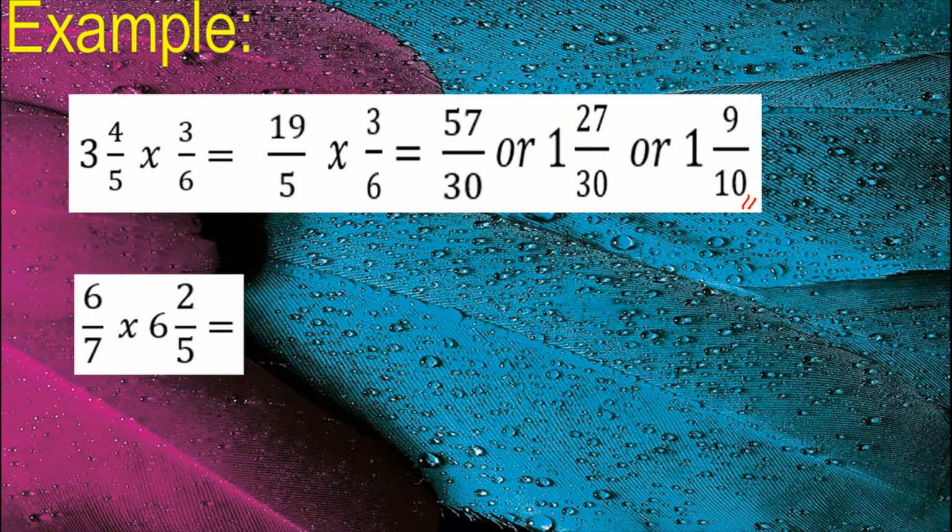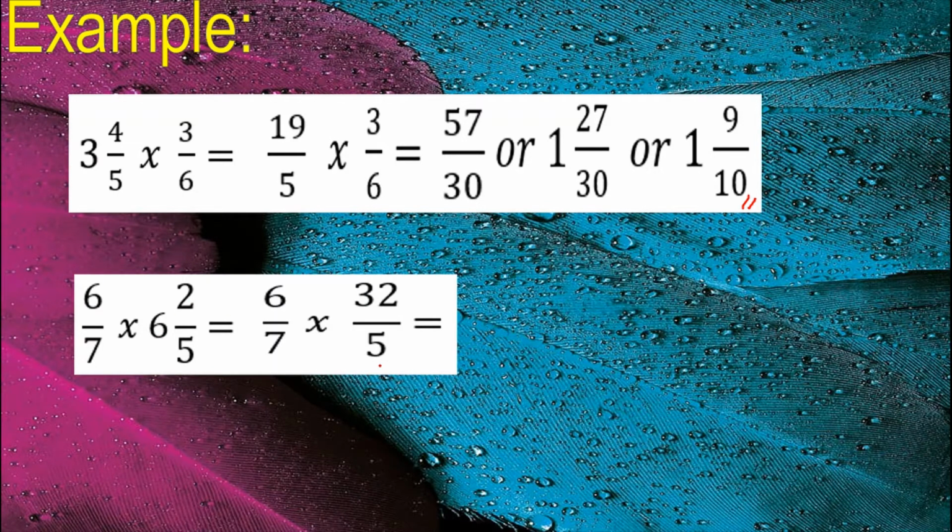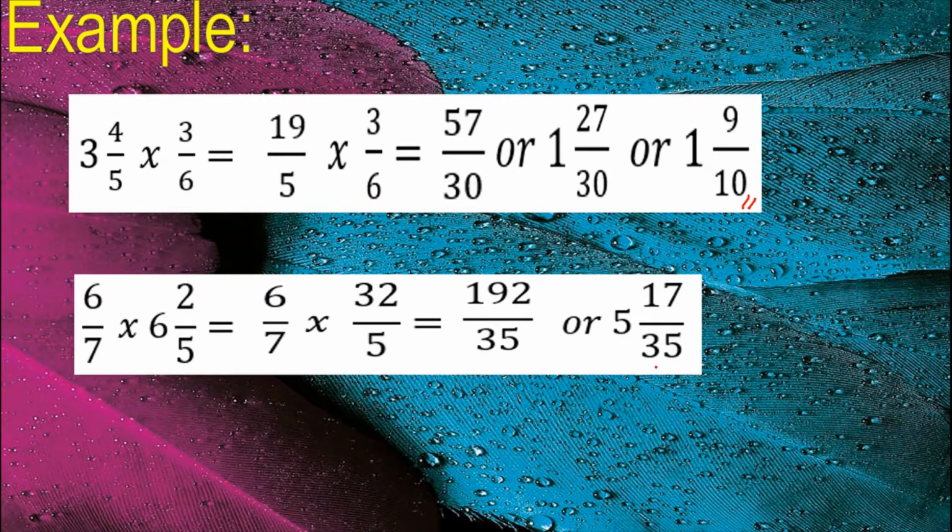Let's try more examples. Let's try to answer this: 6 over 7 times 6 and 2/5. Change this into an improper fraction. 5 times 6, that's 30. 30 plus 2, that is 32. Just copy the denominator 5. So top times top, bottom times bottom. 6 times 32, that is 192, and 7 times 5, that is 35. Simplify and change this into a mixed number. The answer is 5 and 17 over 35. So this will now be our final answer.